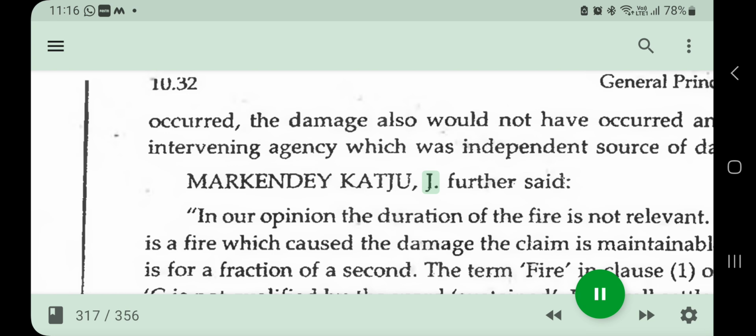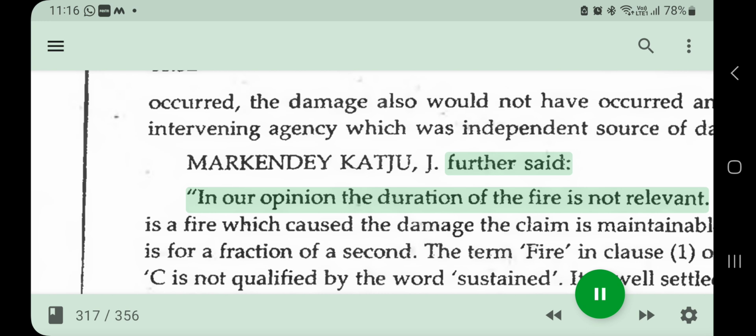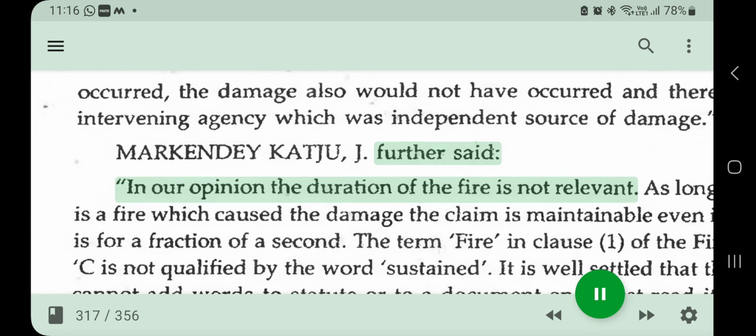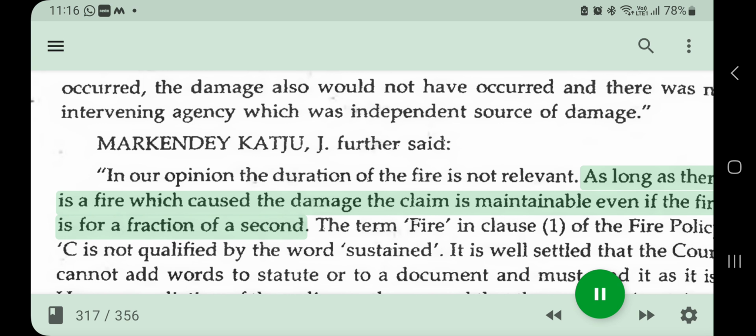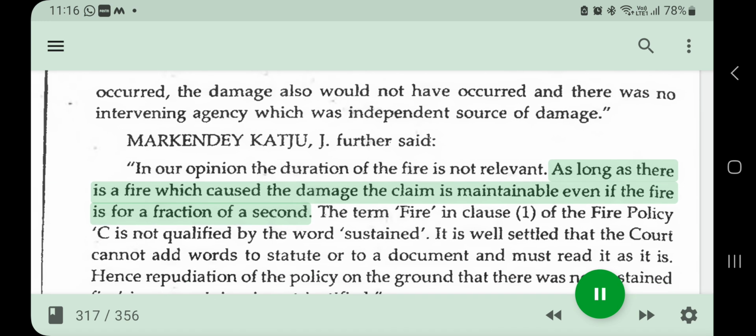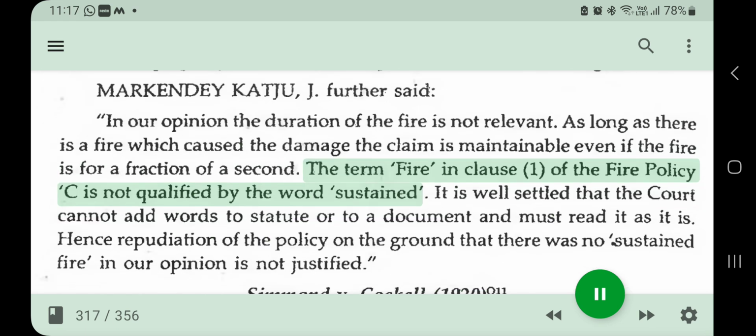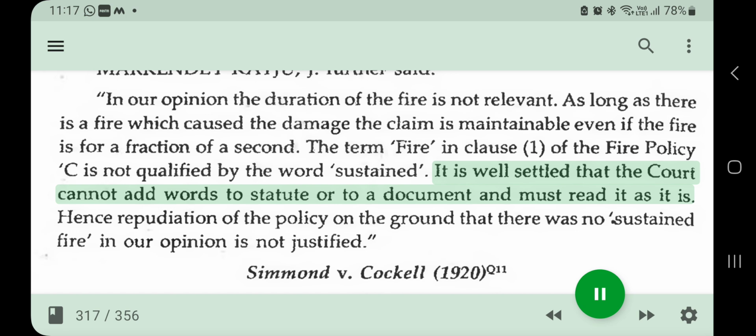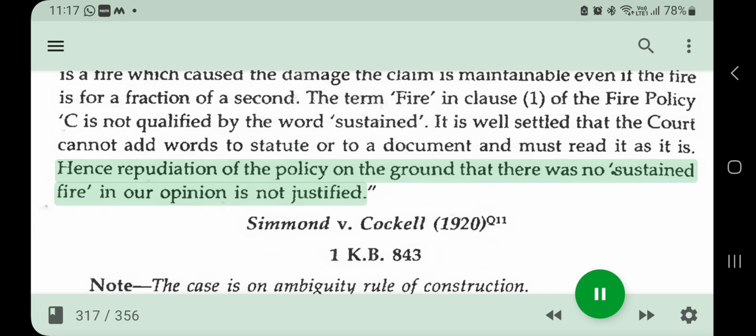Markandey Katju, J. further said, in our opinion the duration of the fire is not relevant. As long as there is a fire which caused the damage, the claim is maintainable even if the fire is for a fraction of a second. The term fire in clause 1 of the fire policy is not qualified by the word sustained. It is well settled that the court cannot add words to a statute or to a document and must read it as it is.